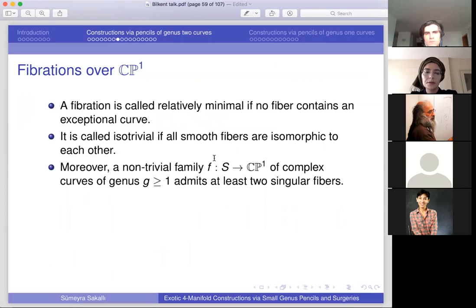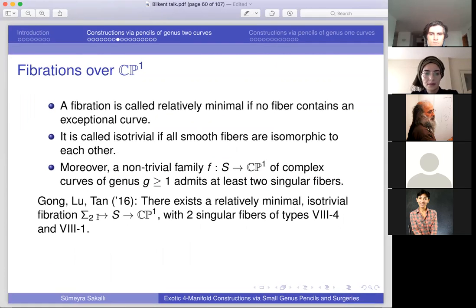Moreover, when you consider such a family of complex curves over CP1, and if the genus of your fibers is at least 1, then it is known that such a fibration admits at least 2 singular fibers. So 2 is the minimum possible that you can get. And there is a result by Gonçalves and Tan. They show that there exists a relatively minimal and isotrivial fibration of genus 2 complex curves over CP1 with 2 singular fibers of types 8,4 and 8,1.